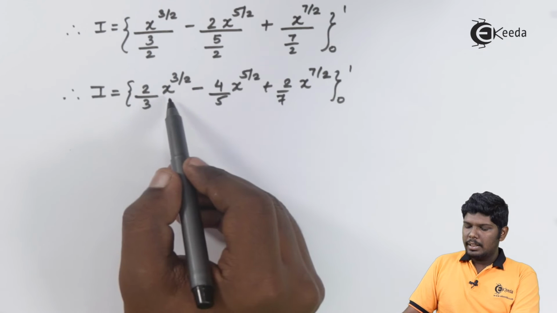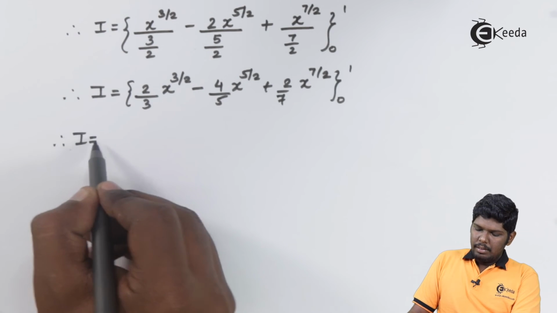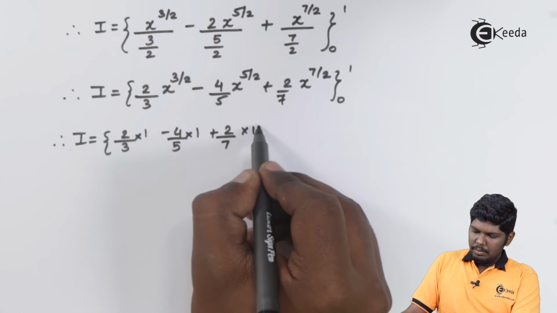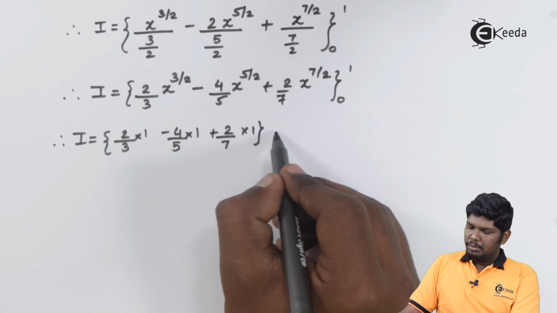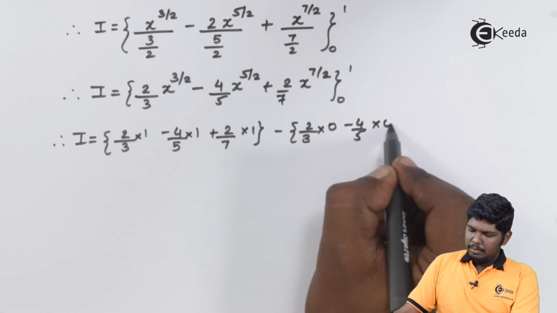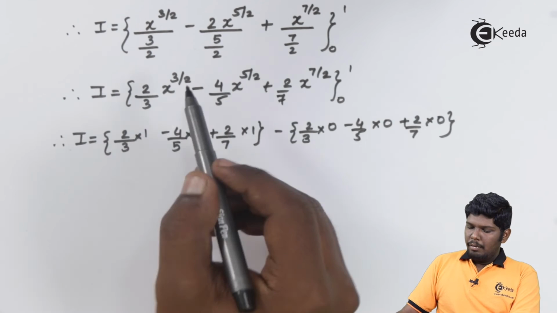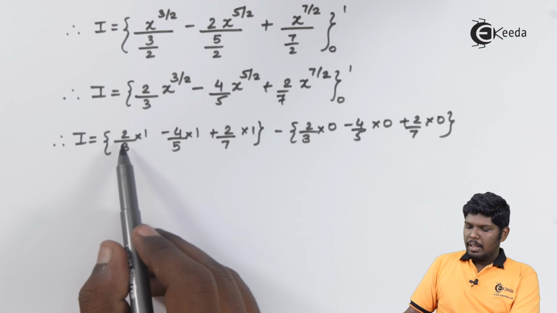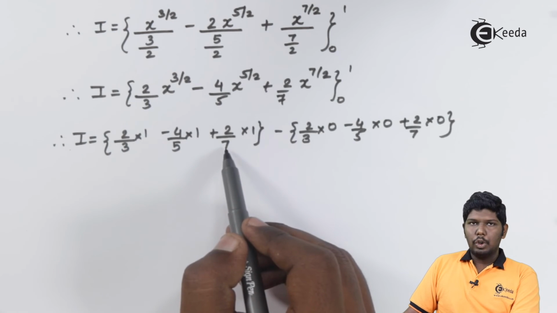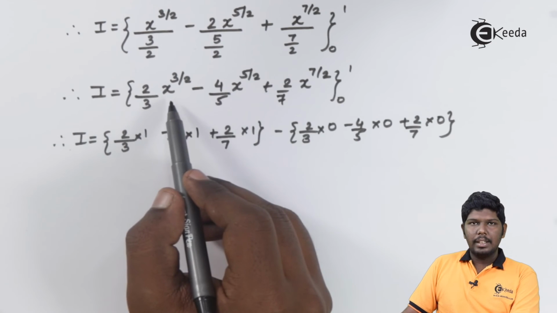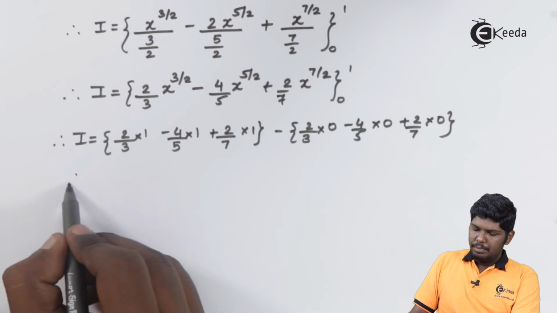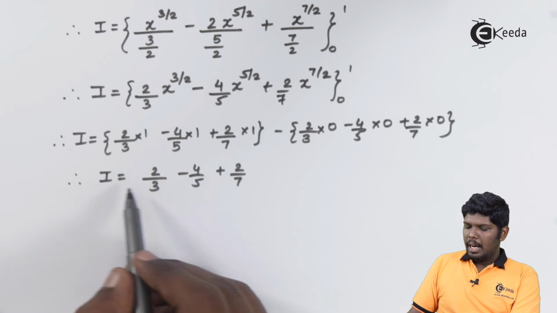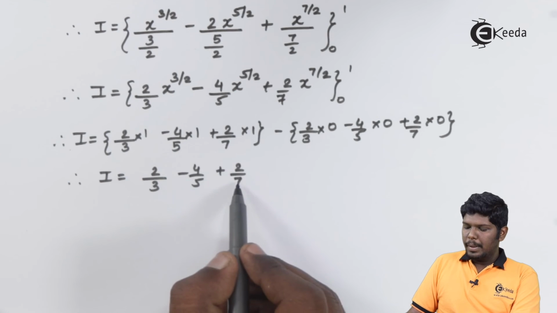Now let us substitute x as upper limit 1 and lower limit as 0. We know that 1 raised to 3 by 2 will give you 1 only. So each power of 1 will give you 1 only. Therefore we have 2 by 3 minus 4 by 5 plus 2 by 7, and here after substituting x as 0, each term will become 0. Therefore the remaining terms are I is equal to 2 by 3 minus 4 by 5 plus 2 by 7.